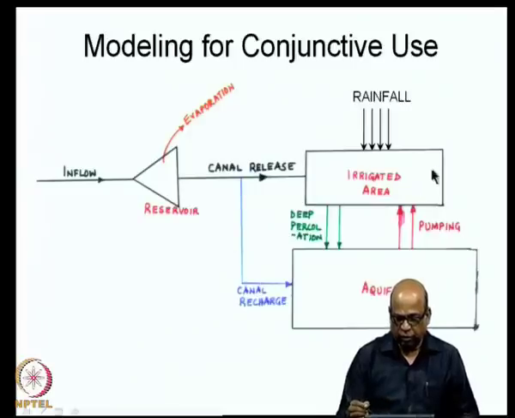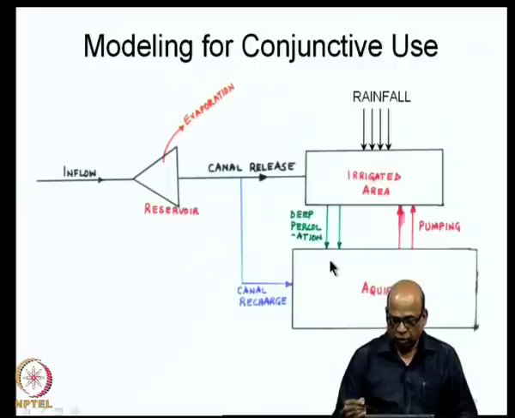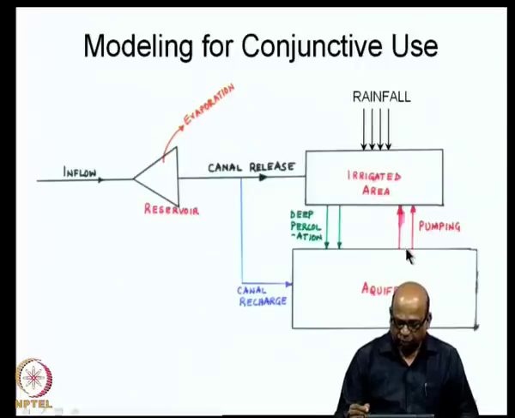Then at the irrigated area you have the rainfall, and then you have excess water going as deep percolation. That is, the water above the field capacity of the soil goes down as deep percolation, and part of this deep percolation will add as recharge. You also have pumping at the aquifer to supply water to the irrigated area, and part of this pumped water also comes down as deep percolation and then joins the aquifer.